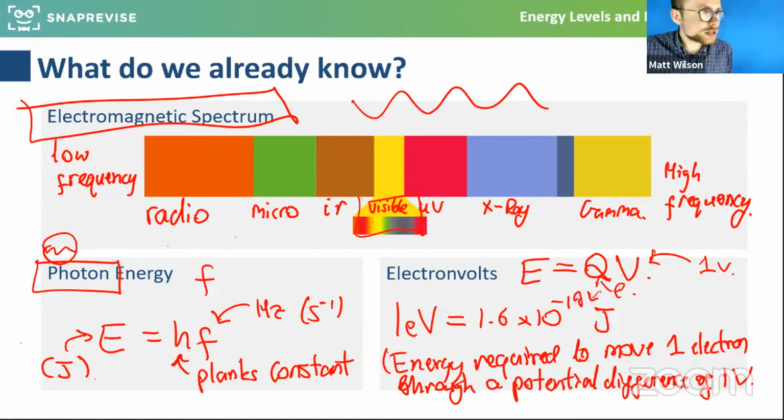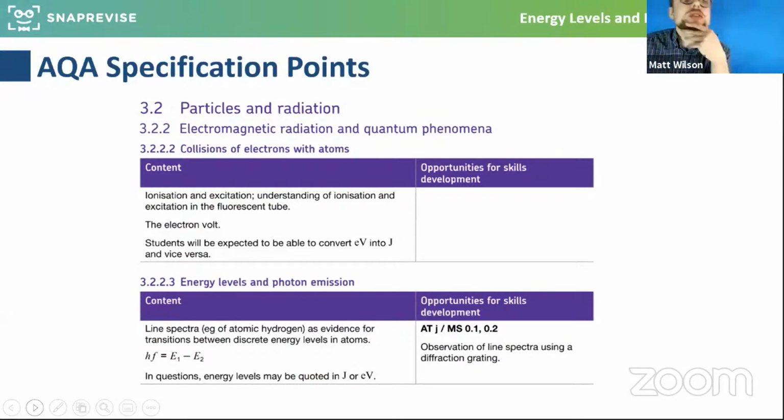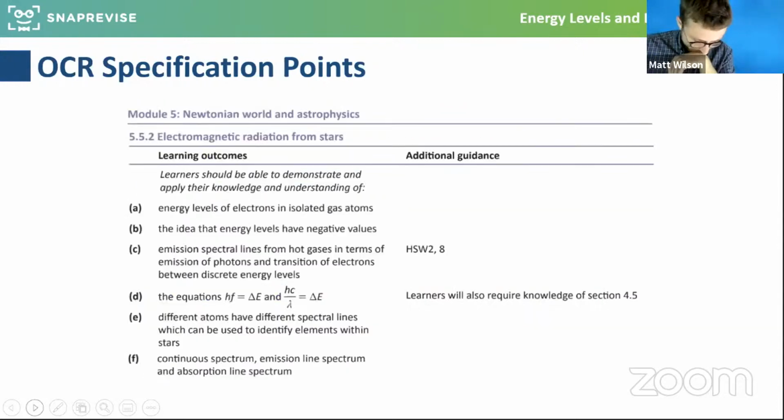Good. Okay, so that's the stuff we need to know to get through the session. So I'll just mention what the spec points are that we're going through for each exam board, because some of you will be on AQA, some of you will be on OCR, and some of you will be on EdExcel. But we're covering spec points for all of them here. One of the classic things we're seeing here is E equals hf, and the stuff we're going to be looking at is this spectral line stuff at the bottom.